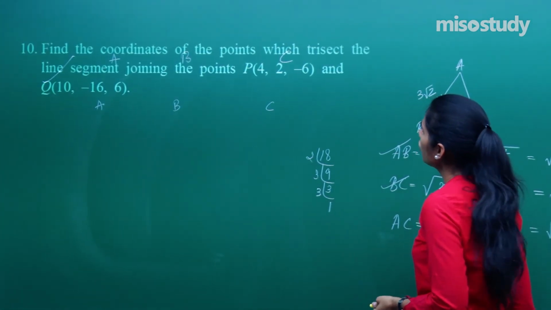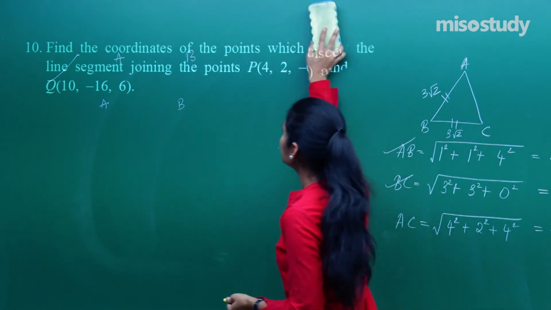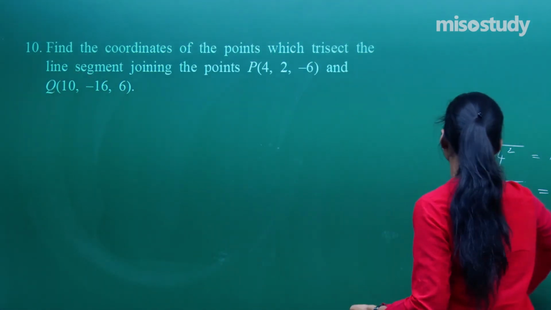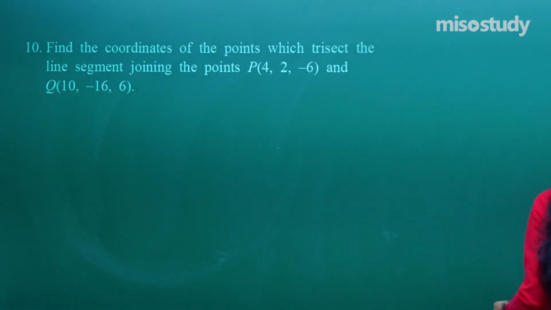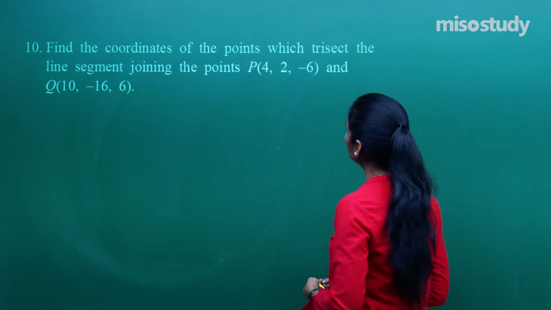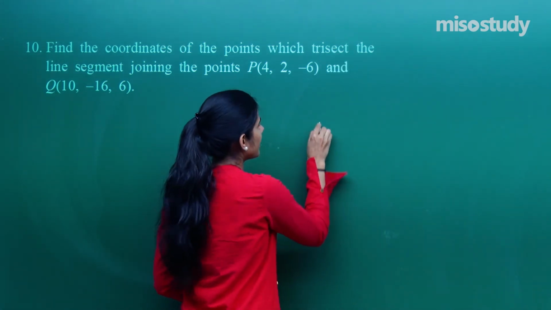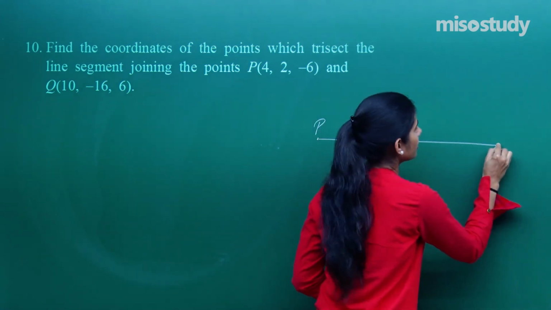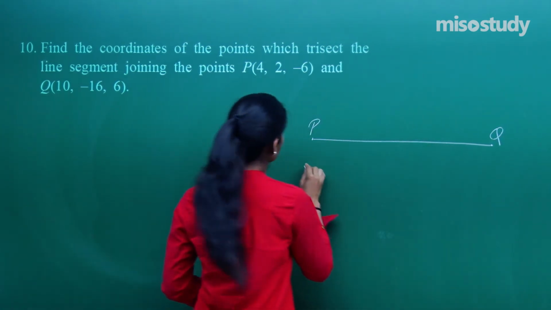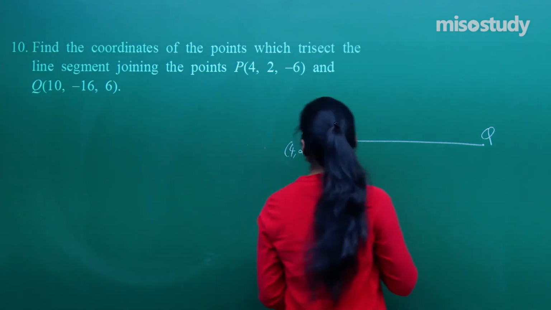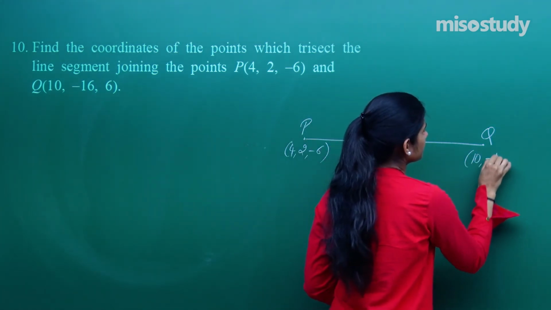Find the coordinates of the points which trisect the line segment joining these 2 points. Now it's not about bisection, it's about trisection. What do you mean by the coordinates of points which are trisecting the line segment joining P and Q? That means I have point P with me, I have point Q with me, P is 4, 2, minus 6 and Q is 10, minus 16, 6.